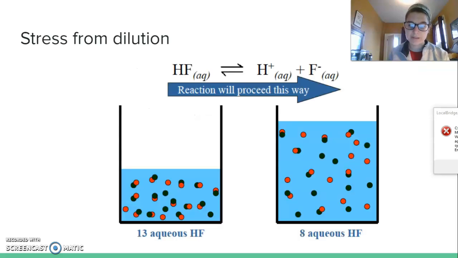So here, if we have 13 aqueous HF, if we dilute it, we get 8 aqueous HF. Looking at the reaction, there are more particles on the product side than there are on the reactant side. So we're going to proceed towards the product side because there are 2 moles of aqueous particles versus 1 mole on the reactant side.